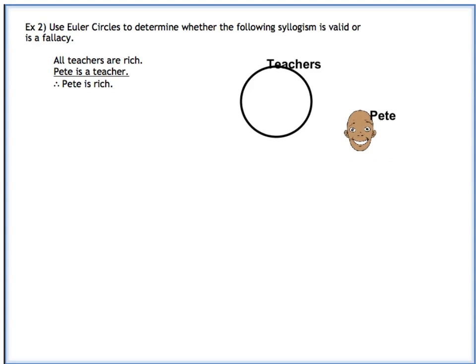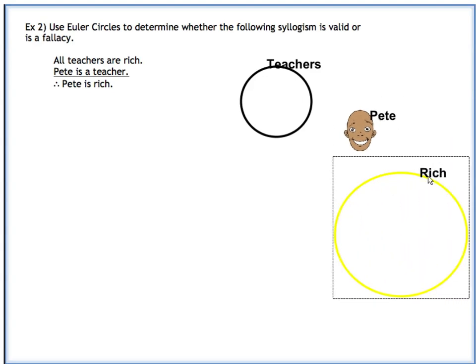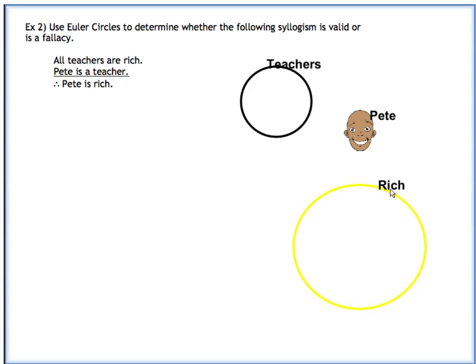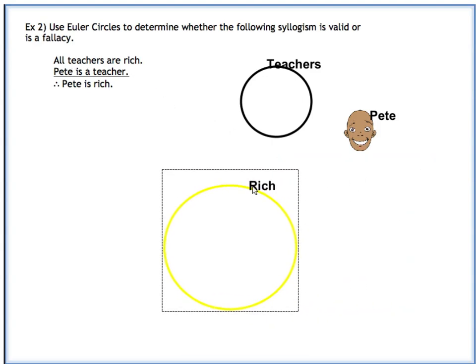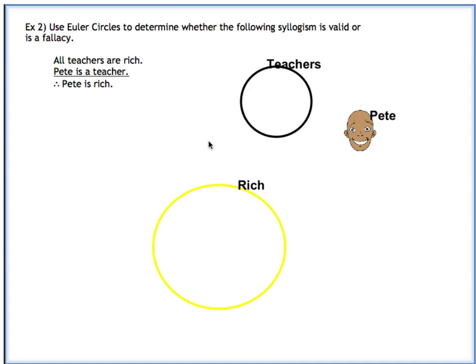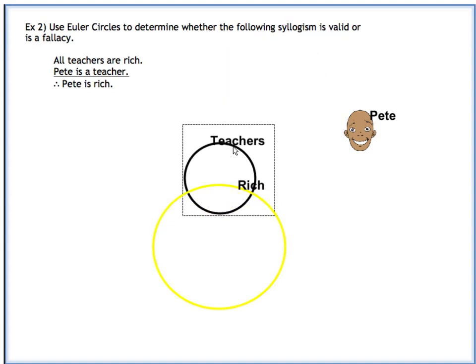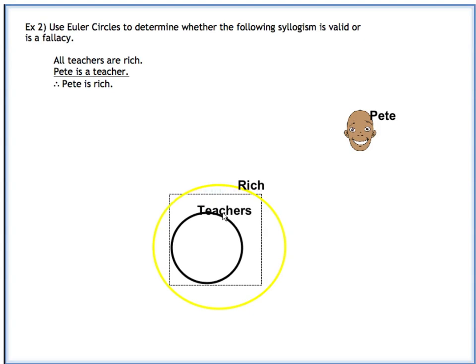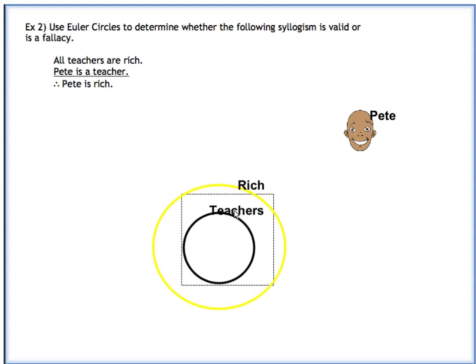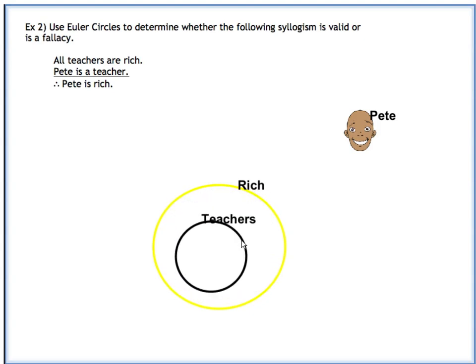And then we're going to have a circle that is rich. Okay, so now when we look at this, we say all teachers are rich. So here's our rich circle. And how would I show that all teachers are rich? Well, every teacher then must be rich. So they must go inside this circle.